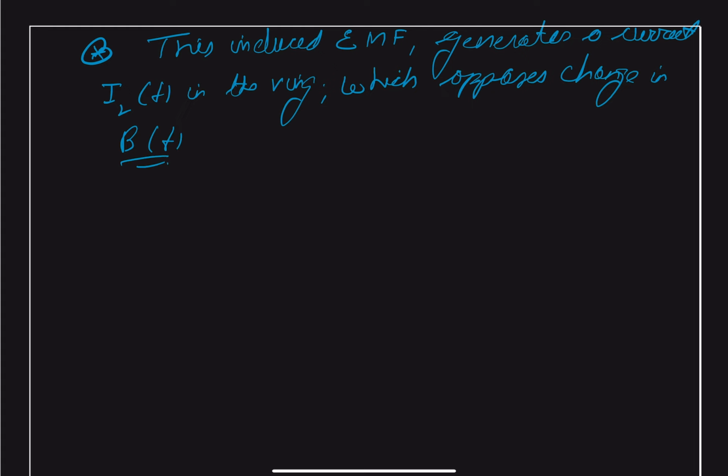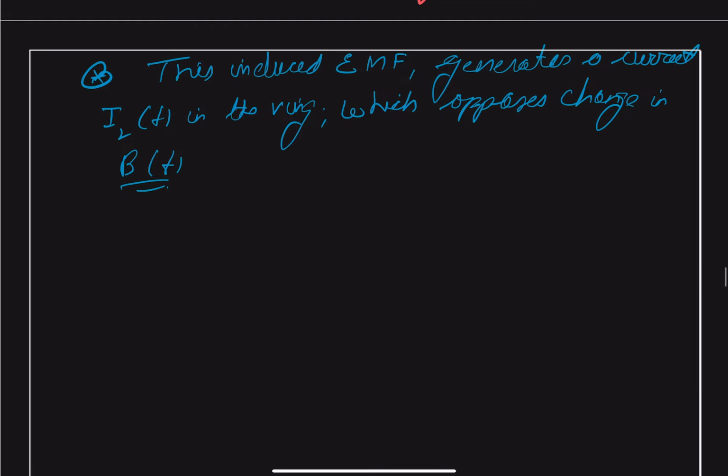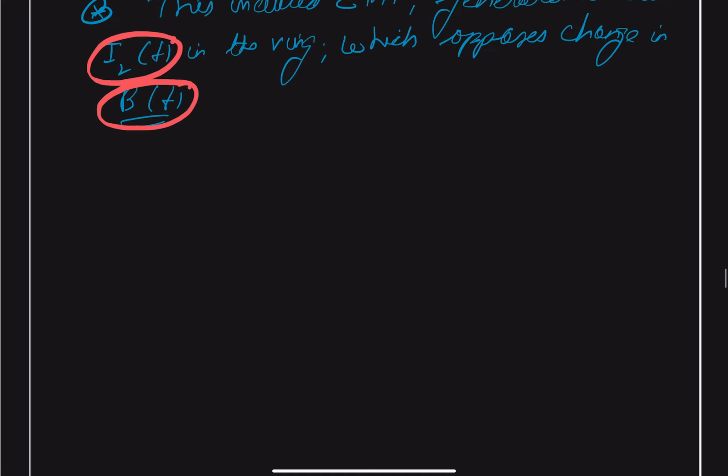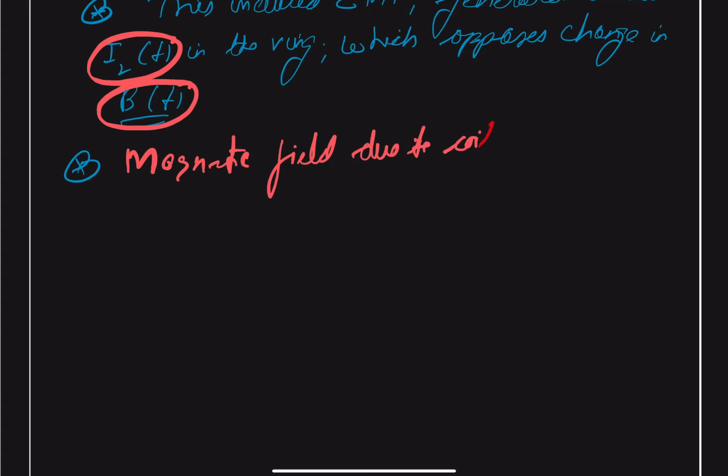So we have to find out the product of this I2 of t as well as B of t at time t greater than 0. So let us first make an analysis of the magnetic field due to the coil, which is our B of t. Magnetic field due to coil.